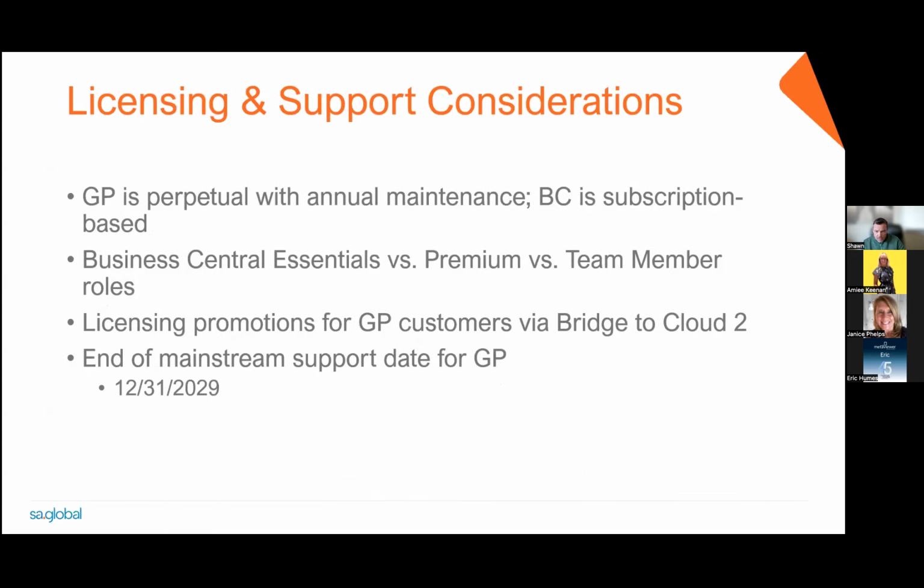So I'm going to kind of go through these a little bit more on the brisk side since we only have about 20 minutes. But there's definitely some license considerations. You're used to a perpetual model for GP with an annual maintenance. BC is a subscription model. So that subscription model is a monthly per user. And there are two tiers. There's the Essential and Team, which we'll talk about that differentiator in a moment.